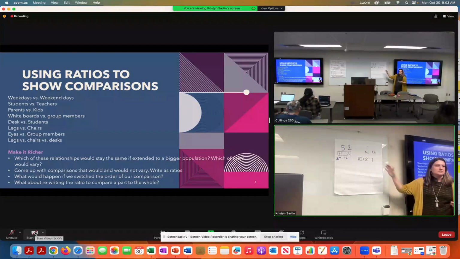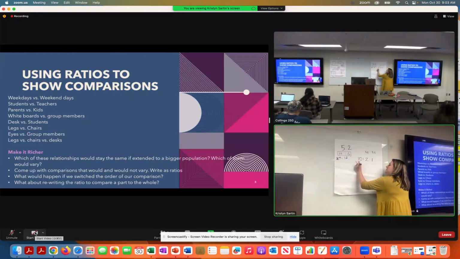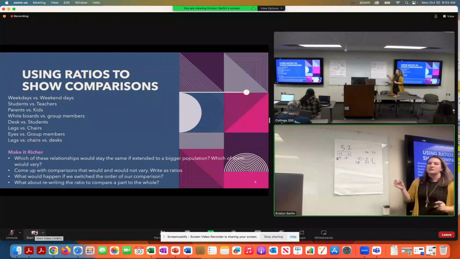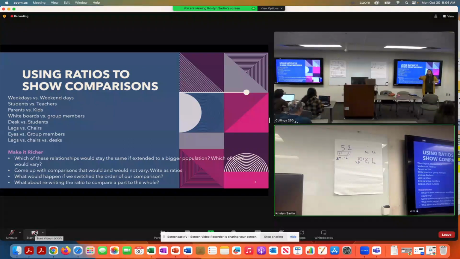Okay, so now how do we identify our terms? Undergrad tutors, graduate tutors, team lead. And we have to make sure we can identify our terms and that our numbers match the terms that we're representing. Okay, so make it richer. Which of these relationships would stay the same if extended to more sessions or more samples? Which of these would stay the same and which of them would vary? Layla, what are you thinking?